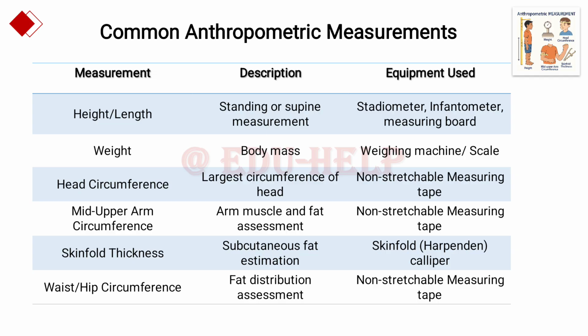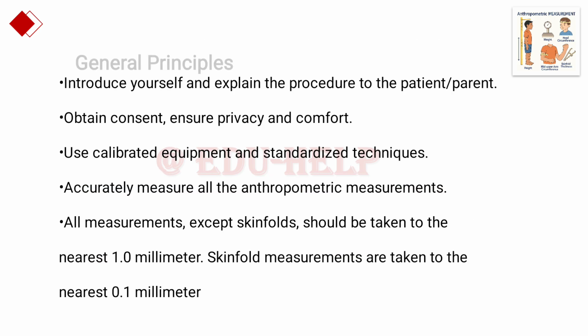Non-stretch measuring tape is used for head circumference, waist and hip circumference as well as mid-upper arm circumference. Harpenden caliper is used for measurement of skin fold thickness.